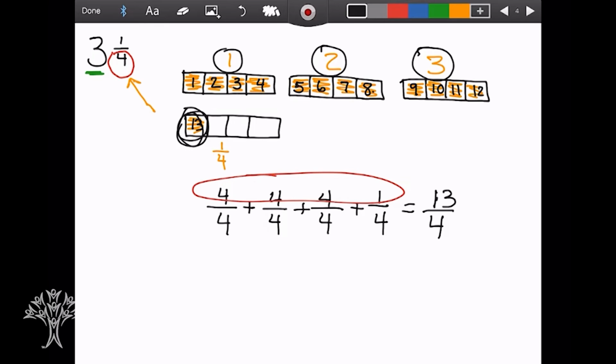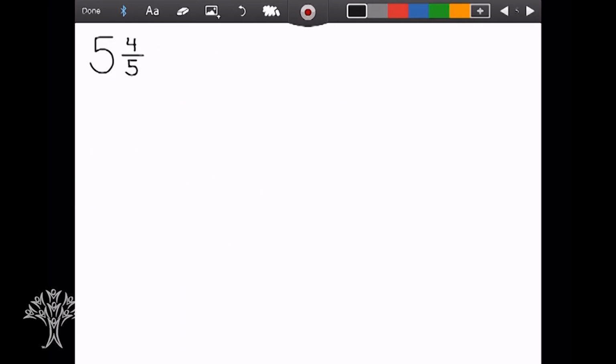So on the next two problems, you could use the picture model to solve. They are larger numbers, so they take a little bit more time if you're going to use a picture model. However, there is one other trick. So I'm going to show you the picture model and the trick on this one.